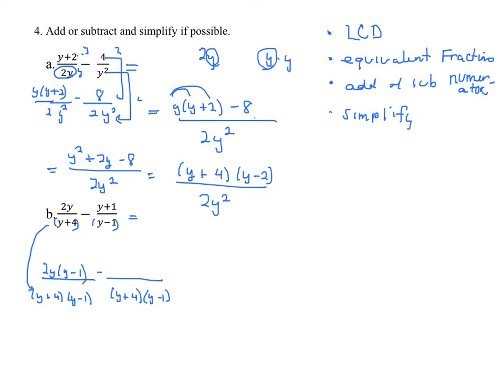See how cute? Well, what do I need for this guy? Well, I already have the y minus 1, so I need the y plus 4. Perfect, you guys. And now what do I do? Well, I keep the denominator the same, and I subtract or add my numerator. So I'm going to just write it down as is, you guys.